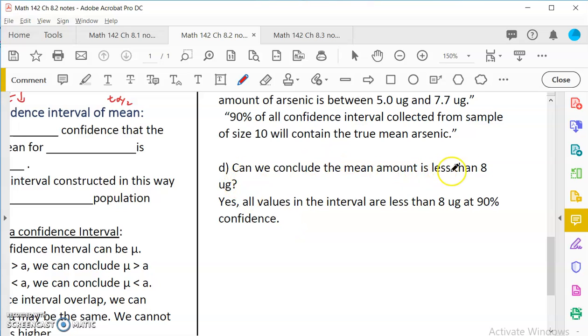The last part is to make a conclusion. Can we conclude the mean amount is less than 8? Let's say 5 to 7.7. Are all of these less than 8? Yes. If you draw the number line, 5 to 7.7, any of these could be the mean. 8 is here, so all these numbers are less than 8. So we can say with 90% confidence that the mean value is less than 8.